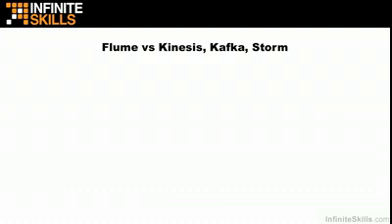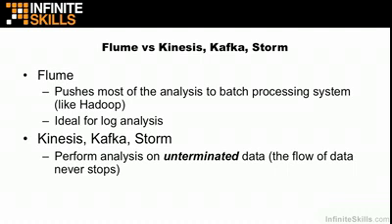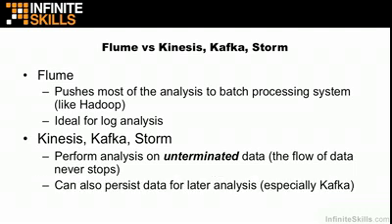If we compare Flume versus Kinesis, Kafka, and Storm, Flume again pushes most of the analysis to the batch processing system, like Hadoop. It's ideal for log analysis, where we're just essentially pulling logs in, pumping them into Hadoop, and then Hadoop does the analysis. Kinesis, Kafka, and Storm essentially perform analysis on unterminated data, where the flow of data never ever stops, and data just keeps coming into the system. These systems can also persist data for later analysis, especially Kafka. Flume's whole purpose is to persist that data for later analysis by a batch processing engine like Hadoop.